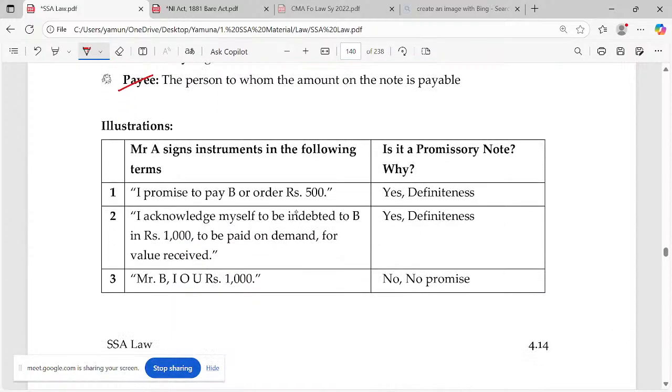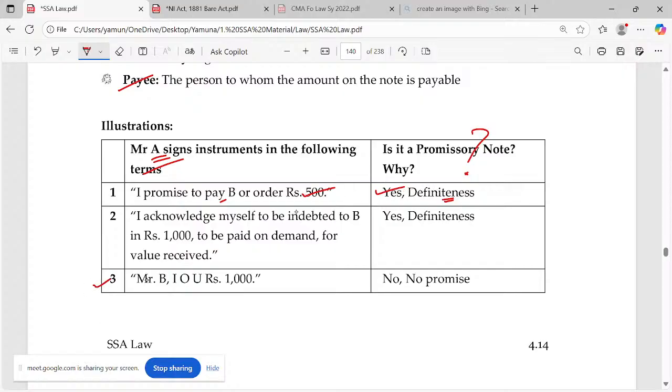So there are two parties here, maker and payee. Example: Mr. A signs the instruments in the following terms. You're going to check whether this is a promissory note or not. One word, persons are highly invited, important to expect. And in CA Foundation, if you are asked to write the example, don't give your own examples. Try to avoid giving your own examples, because each and every word will give you a different meaning. CA Foundation: I promise to pay B or order rupees 500. Yes, clear definiteness is there. It's a promissory note.